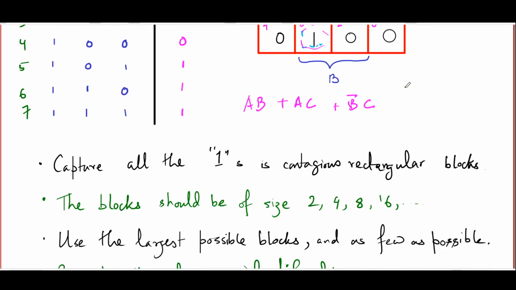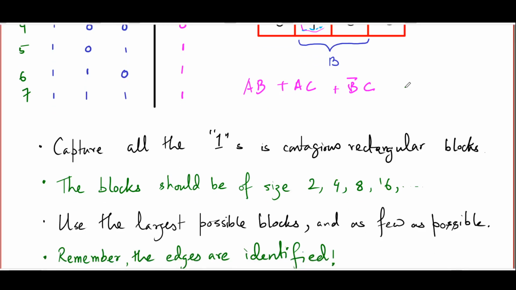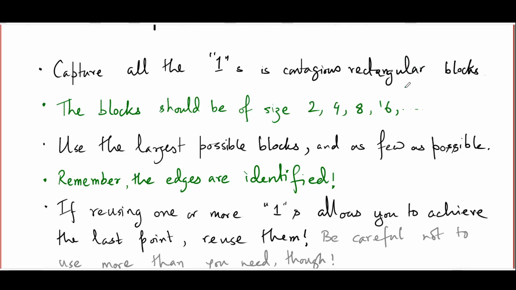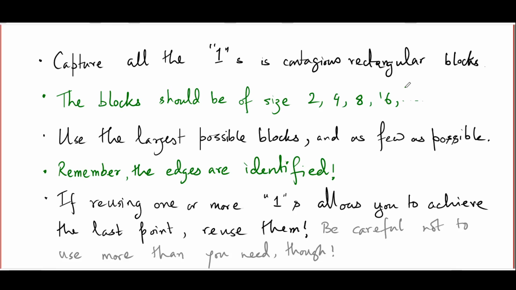Okay. The rule is use the largest possible blocks and use as few of them as possible. Remember, the edges are identified, especially long edges which are 4 units long. They have to be thought of as being rolled together. Now, this is also very important. If reusing one or more ones allows you to achieve largest possible blocks, I'm talking really of the point before the edges, then if reusing one or more of these squares which have ones in them allows you to achieve the largest blocks, reuse them by all means.